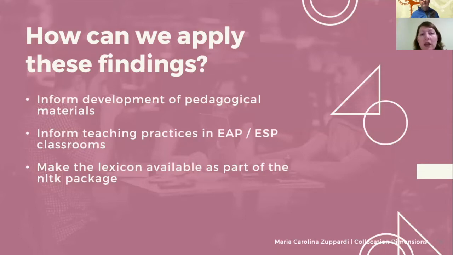So one thing is informed development of pedagogical materials. We use academic collocation lists. They're incredibly useful, but they are not discipline specific, and we cannot group them together according to a semantic domain, for example. That could be done with the dimensions and the collocations that occurred in each of the dimensions, to inform the pedagogical materials and teaching practices in EAP and ESP classrooms.